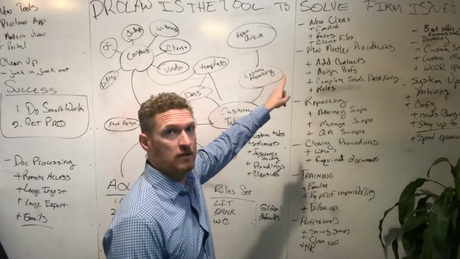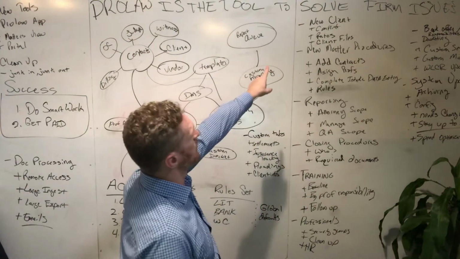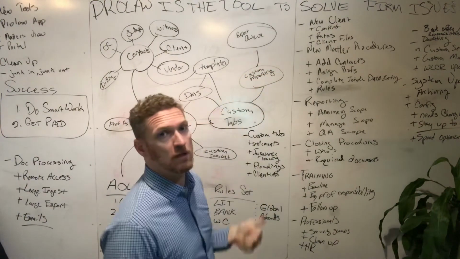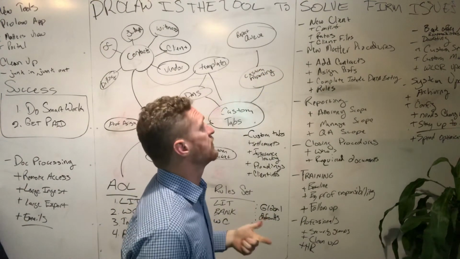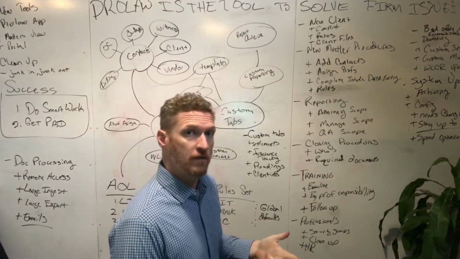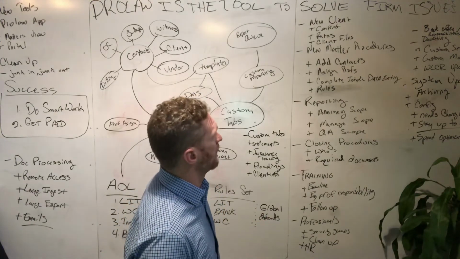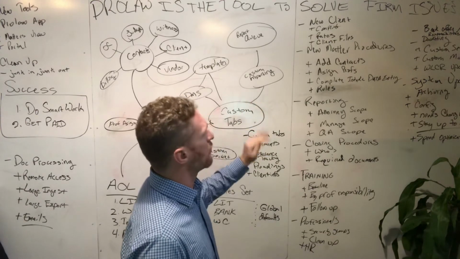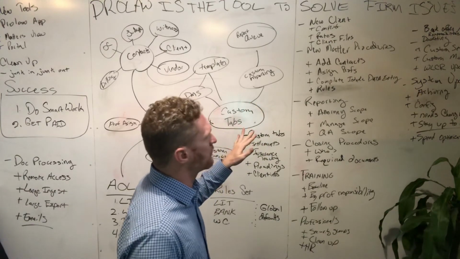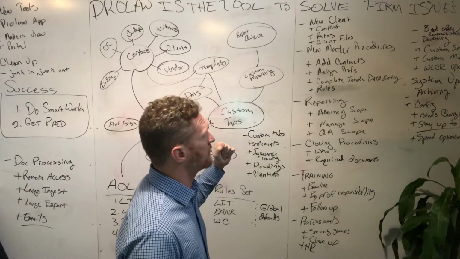Some of the things that I like to look at: front office implementation, new client procedures. You know, what are our conflict checks looking like? How are we assigning rates? Are we using client files? Those are all things that I like to look at. New matter procedures: who's adding contacts? Who's assigning profs? How is that prof assignment working?